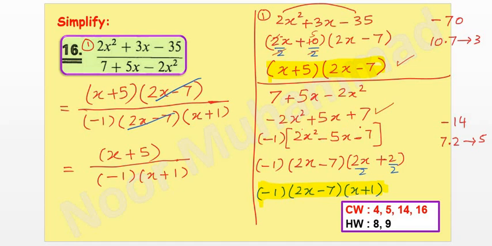Then I multiplied this 2 with this 7, it's negative 14. I factorized it. This bracket was possible to simplify, so I simplified it, and this is the final answer. When I brought my answer here, I can clearly see that 2x minus 7 and 2x minus 7, they can be cancelled with each other. So I cancelled them. In the numerator, only x plus 5 is left, and in the denominator, we are left with negative 1 and x plus 1.